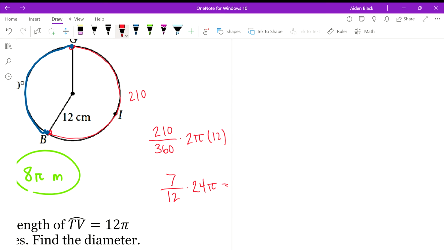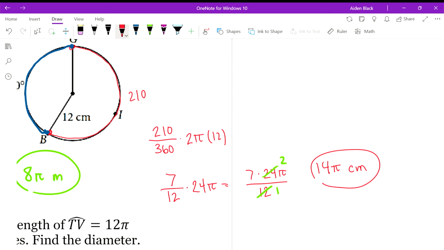Now you can reduce this. 7 times 24 pi divided by 12. You'll notice that if you divide the top and bottom by 12, you end up with, and I'll leave the denominator there so you can see clearly, 7 times 2 pi, which is 14 pi over 1, which is just 14 pi, and this is in centimeters.